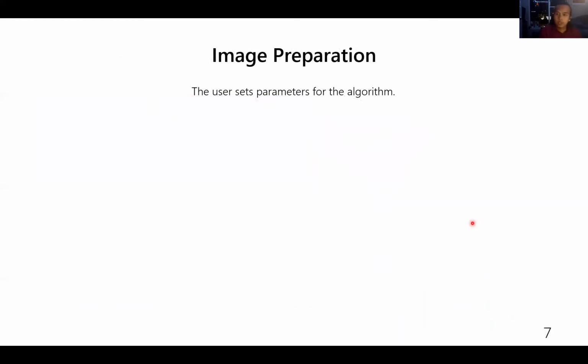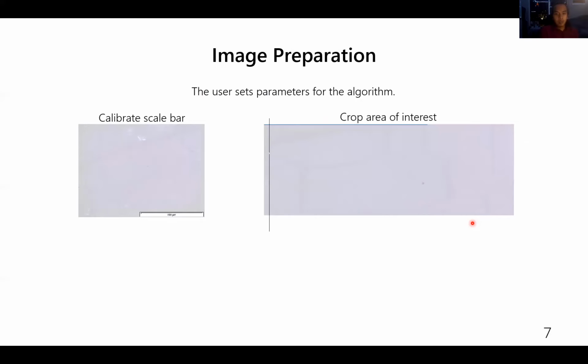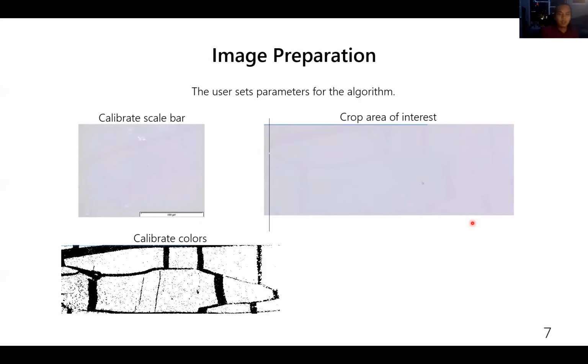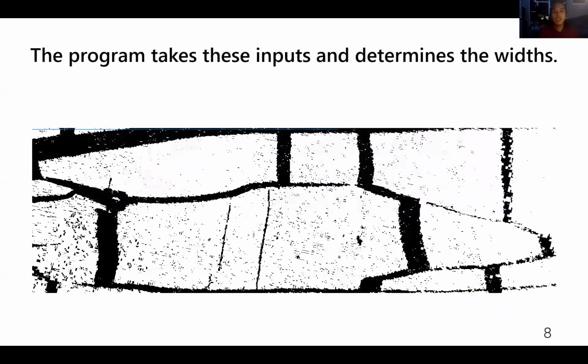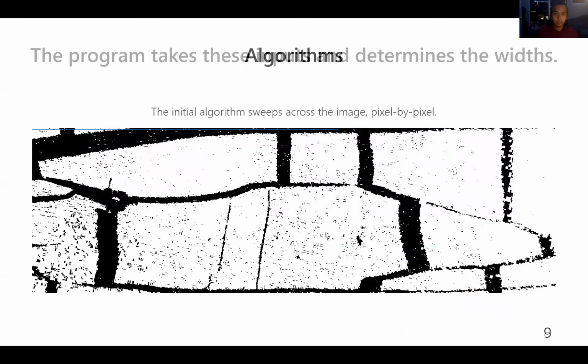So as far as the image preparation process goes, the user can prepare the image by first calibrating the scale bar. Then by cropping the area of interest, they can set color calibration, which is the most important part because this determines how the algorithm will see each pixel, as to how it will decide if it's part of a gap or part of a ribbon, as well as setting size limits. This is important for accounting for defects, for any of these substrate pixels hidden inside the ribbon pixels, as well as any ribbon pixels inside the substrate pixels. This will help make sure that those defects aren't ruining our measurements, and we'll talk more about that later. So the program takes these inputs and determines the widths.